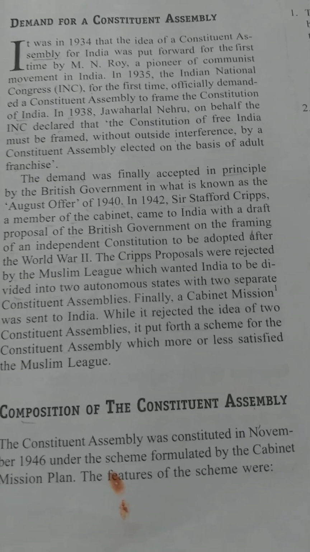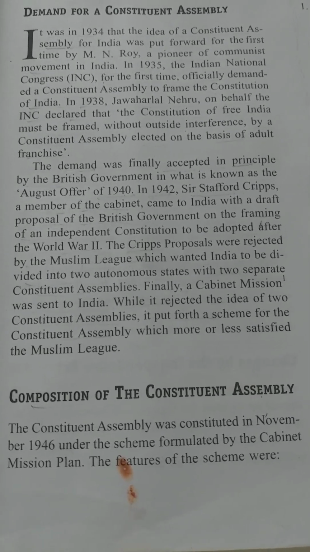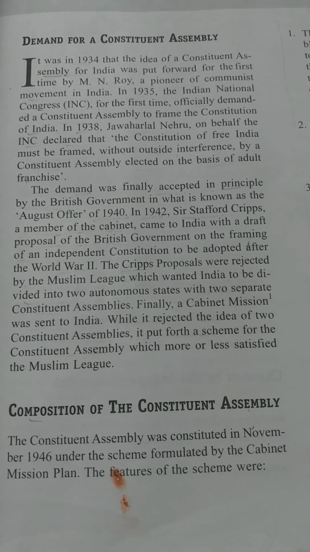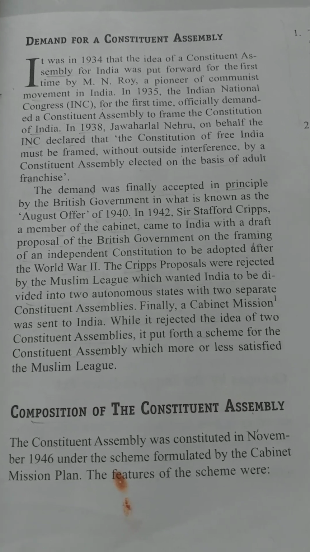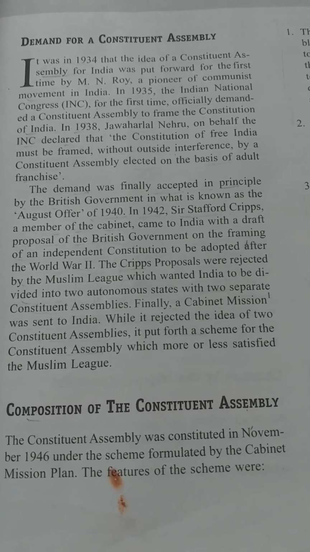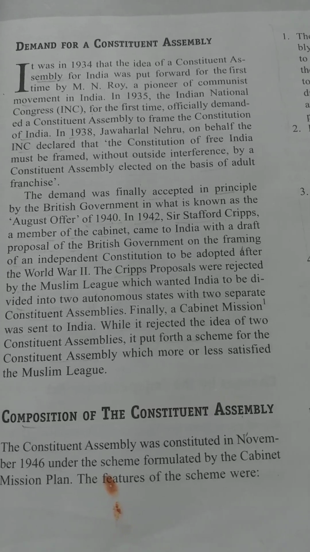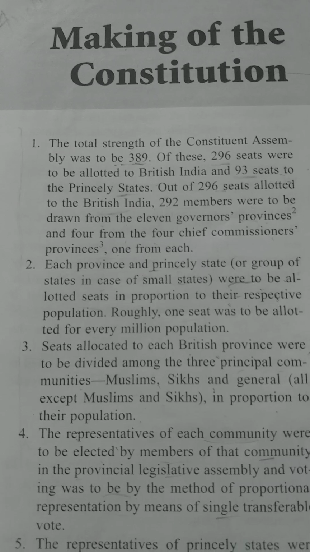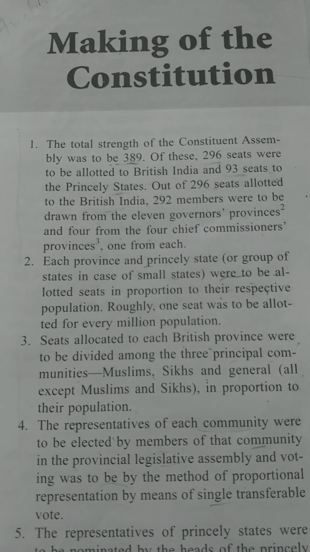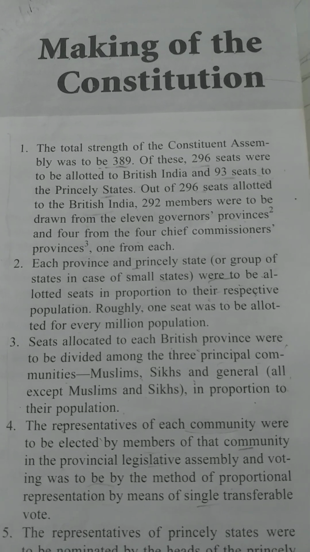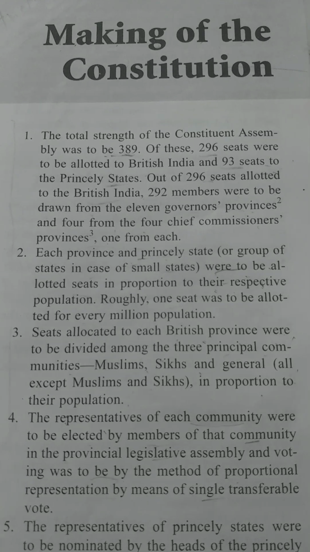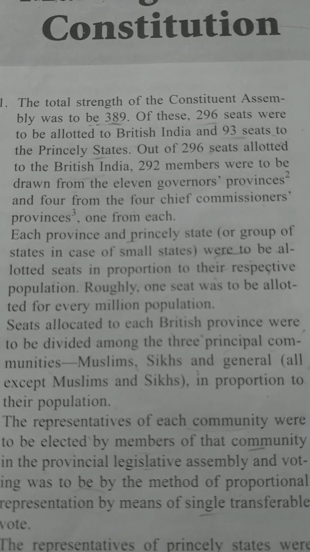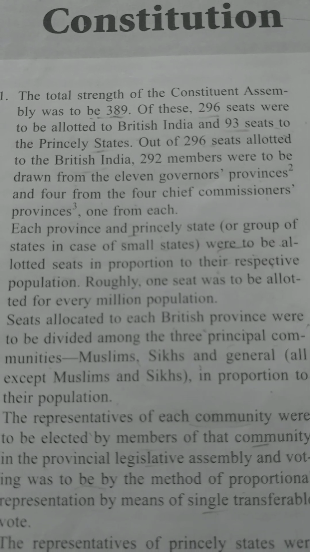Composition of the Constituent Assembly. The Constituent Assembly was constituted in November 1946 under the scheme formulated by the Cabinet Mission Plan. The features of the scheme were: the total strength of the Constituent Assembly was to be 389. Of these, 296 seats were to be allotted to British India and 93 seats to the princely states.